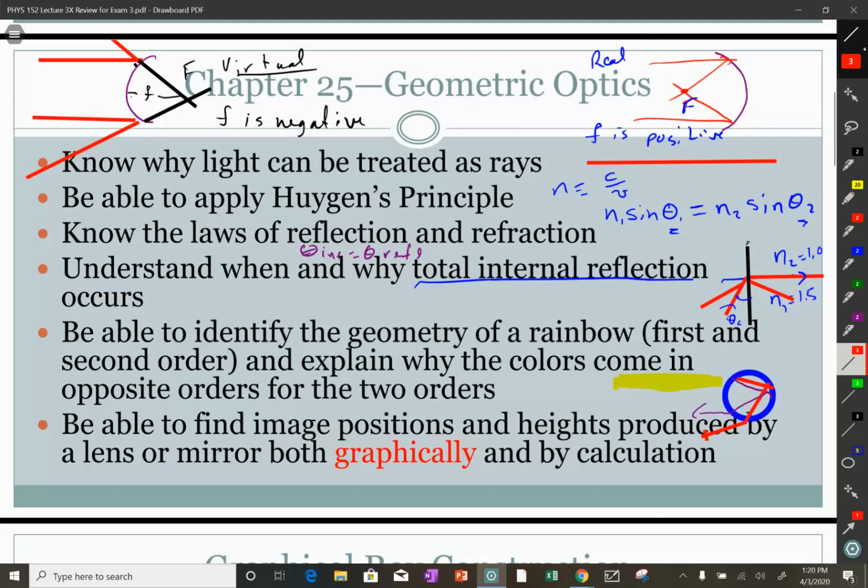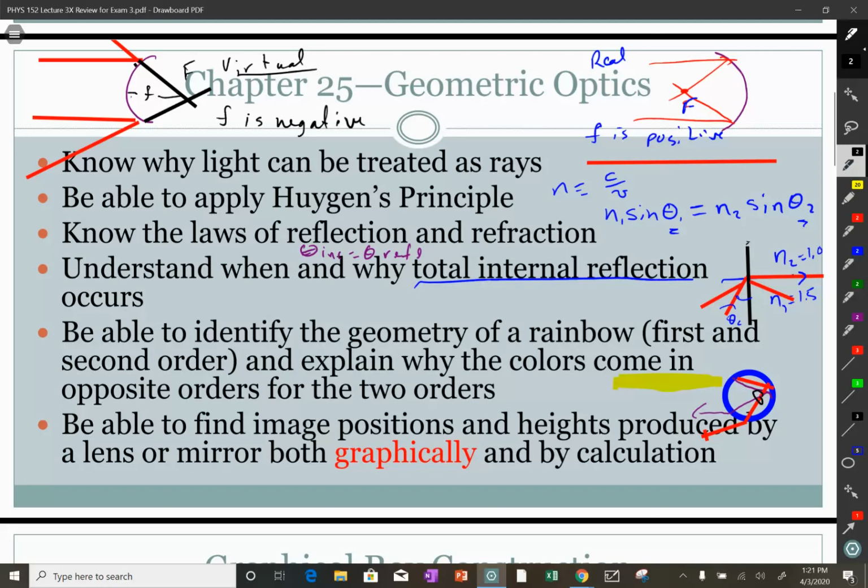A second order rainbow occurs when you have two internal reflections instead of one. And notice that with this one reflection, there was a crossover between the red and the blue and the violet. If you had two reflections, you'd have two crossovers, and so the colors reverse.